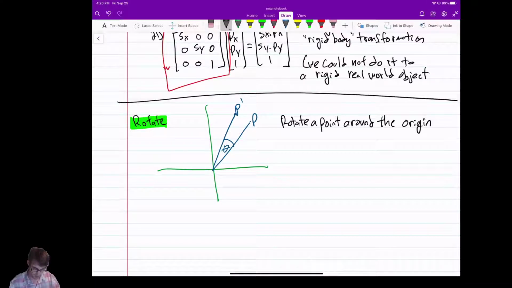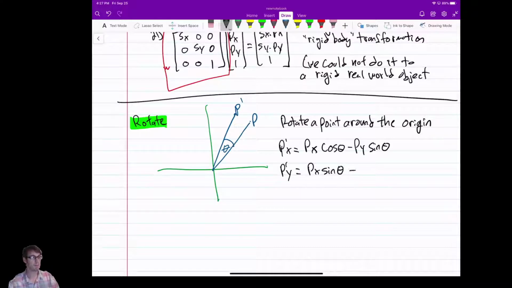So if I have a point P, I can calculate P prime X as point X cos theta minus point Y sine theta, and I can calculate the P prime Y very similarly with PX sine theta plus PY cos theta. Okay, so I can calculate that. Awesome. And I'm going to make a note here.